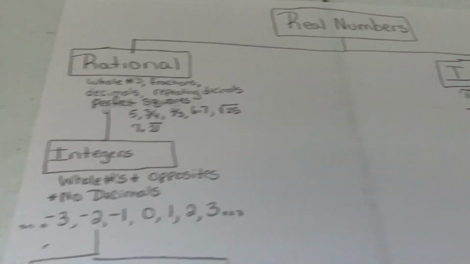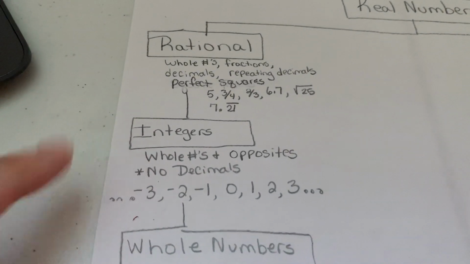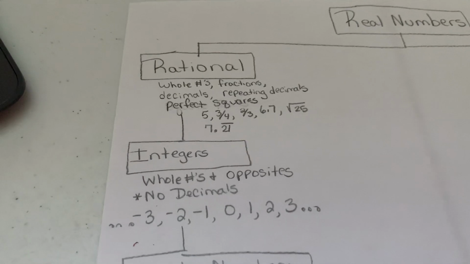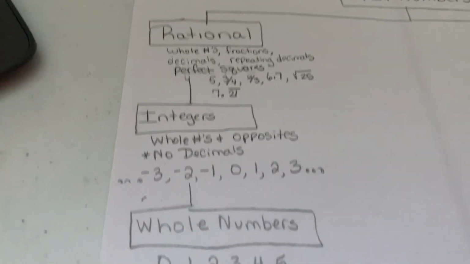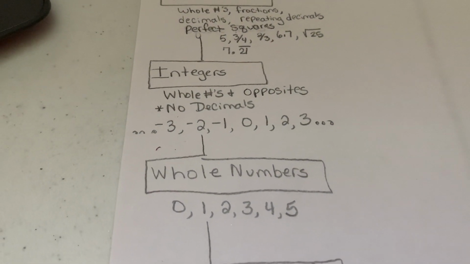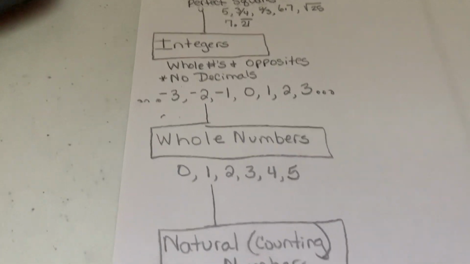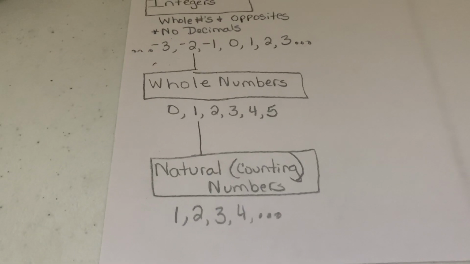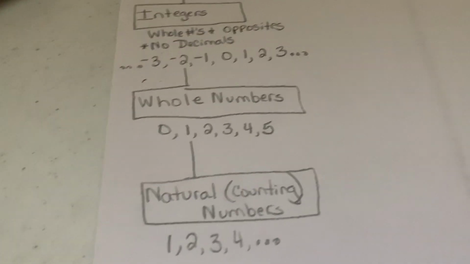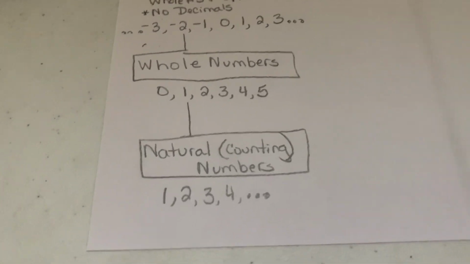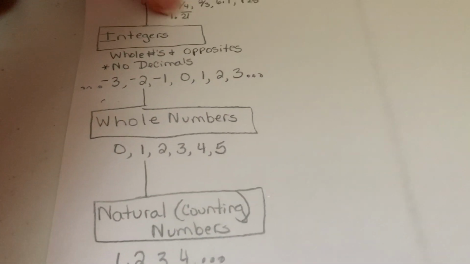And then if it was rational, it could be an integer. Remember, integers are whole numbers and their opposites. There are no decimals in integers. Then it could be a whole number. Your whole numbers start with 0 and count up. Again, there are no decimals. Or they could be natural or your counting numbers. Those are your whole numbers except for 0, because when we start counting with the number 1, 1, 2, 3, 4, etc. So let's look at what you had on your worksheet.